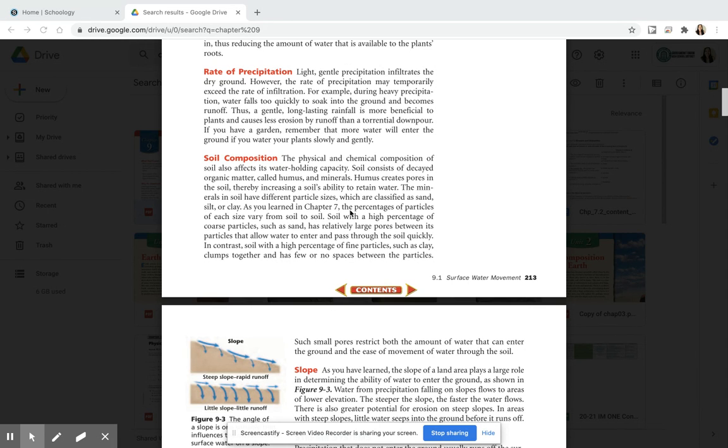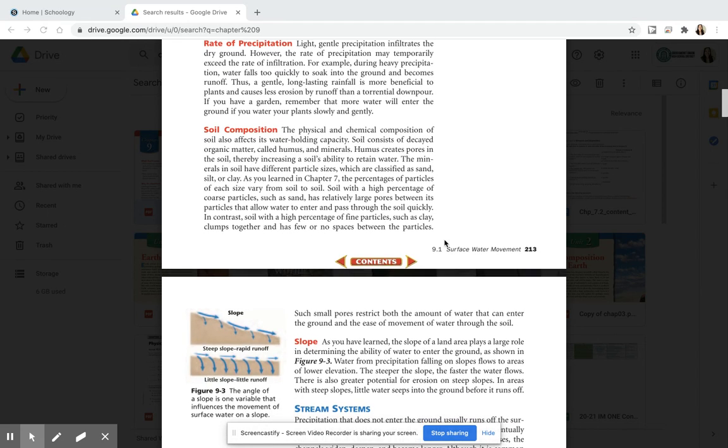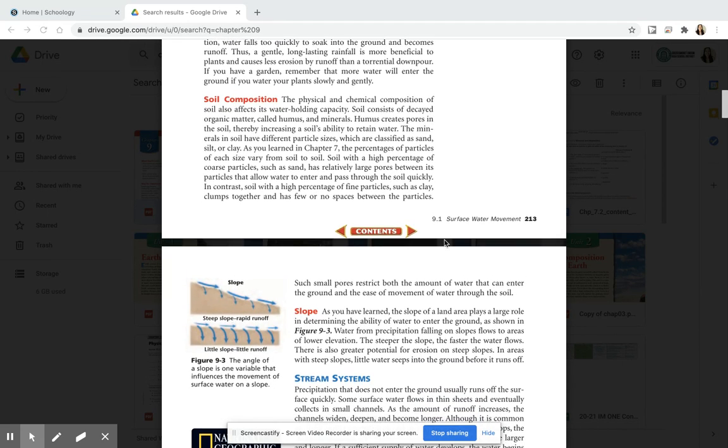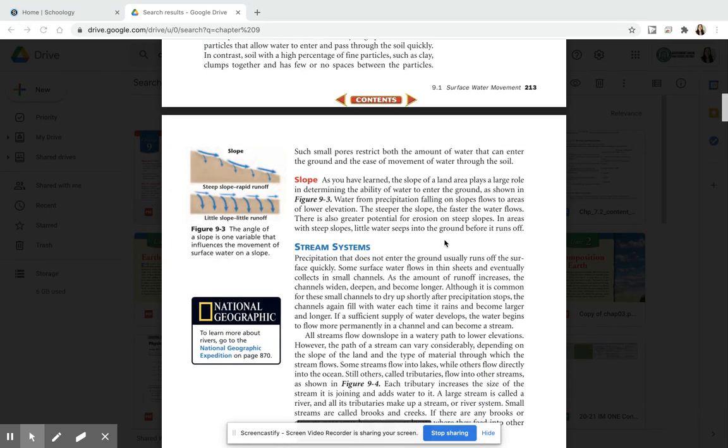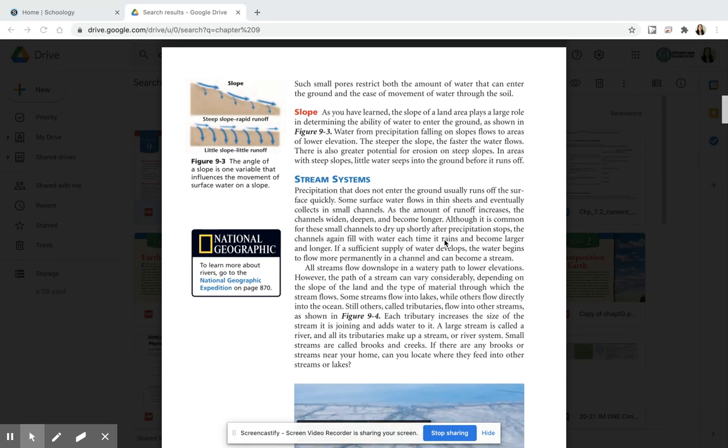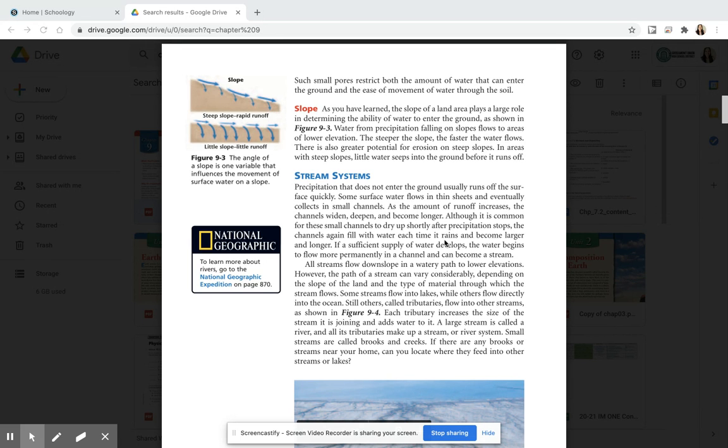As you learned in Figure 7, the percentage of particles of each size varies from soil to soil. Soil with a high percentage of coarse particles, such as sand, has relatively large pores between its particles and allows water to enter and pass through the soil quickly. In contrast, soil with a high percentage of fine particles, such as clay, clumps together and has few or no spaces between the particles. Such small pores restrict both the amount of water that can enter the ground and the ease of movement of water through the soil.